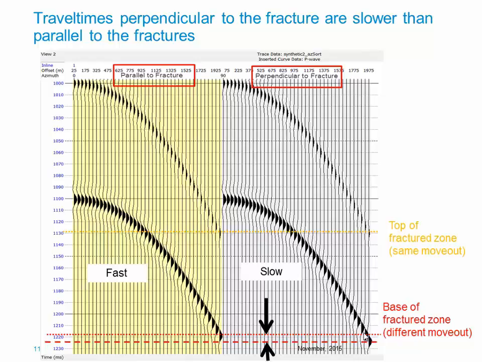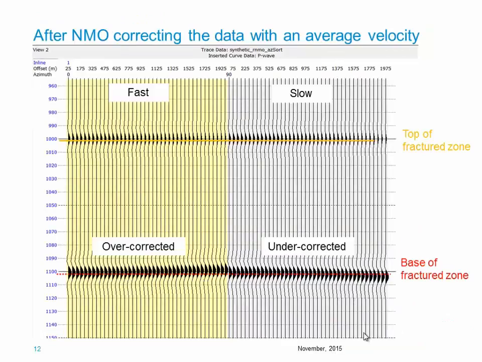At the base, when you're going perpendicular to the fractures, just because it's a little bit slower, you're going to have a little bit more moveout. And when we do our NMO correction, we look at some sort of average velocity, and then we correct it, the fast direction will be overcorrected, and the slow direction will be undercorrected.